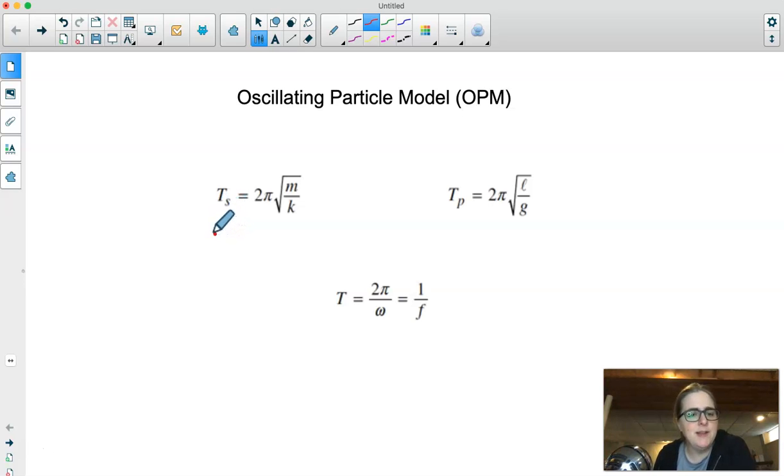The capital T is used to represent period, and then that subscript S tells us that we're dealing with a spring. And so we have that equation where Ts equals 2 pi times the square root of m over k. We did a lot of working with proportions with this, so being able to pay attention to things like, if you want to double the period, how many times bigger do you need to make the mass?